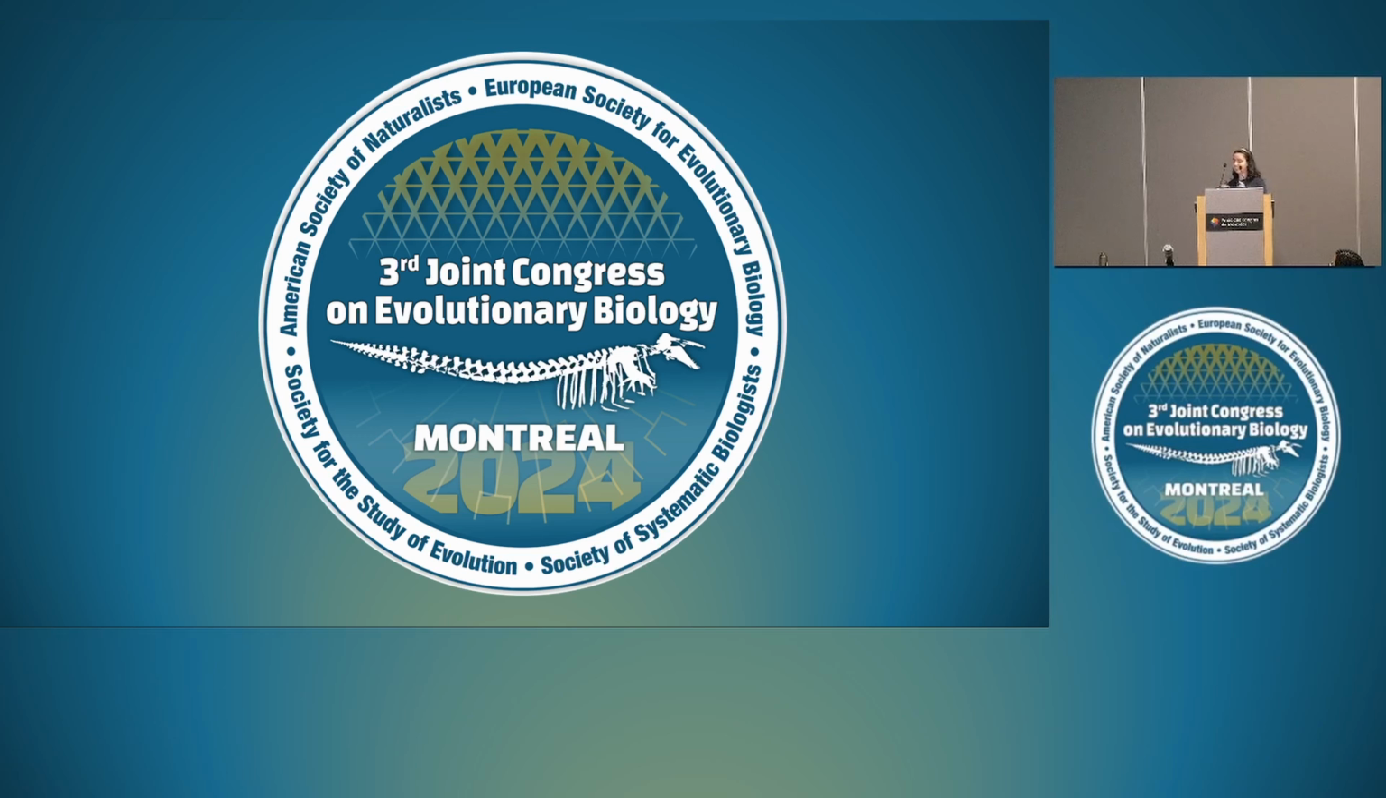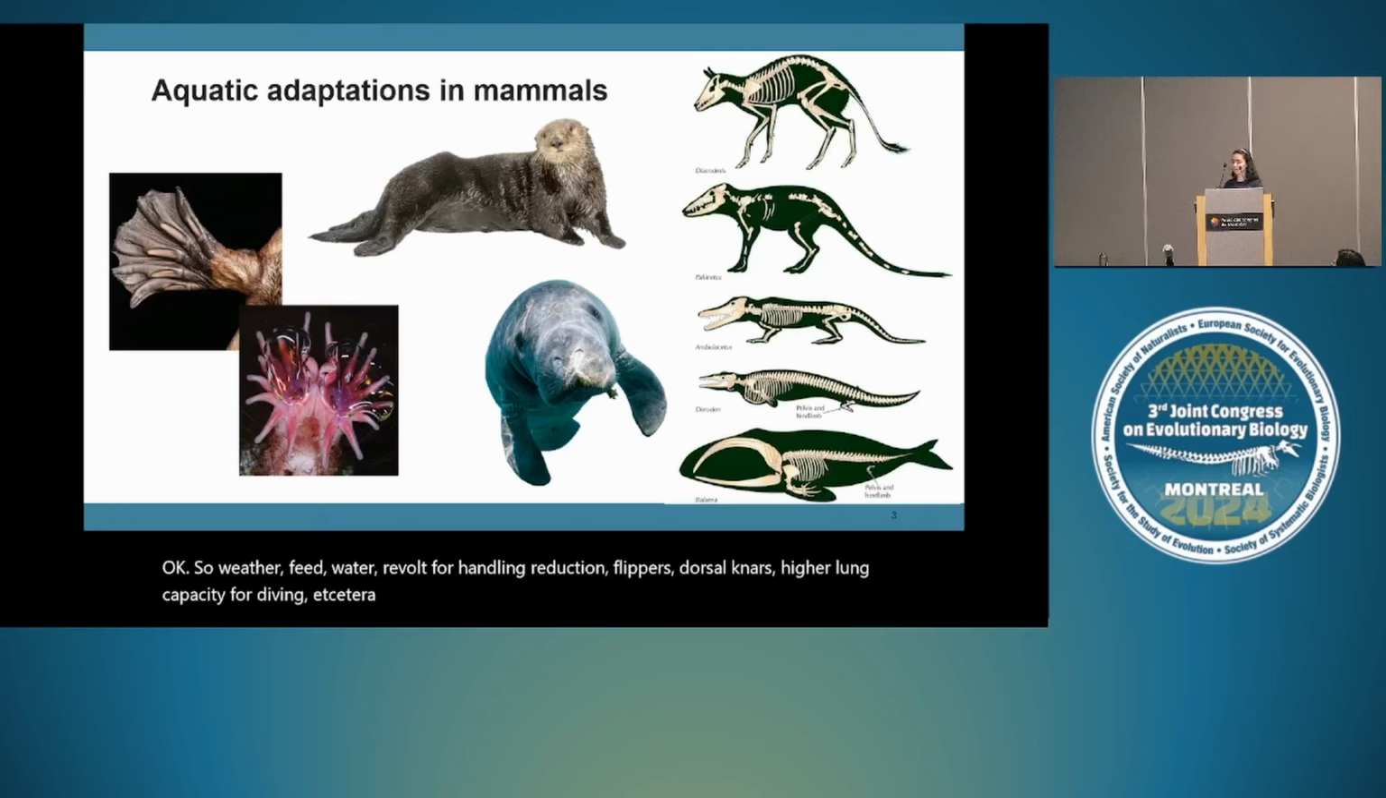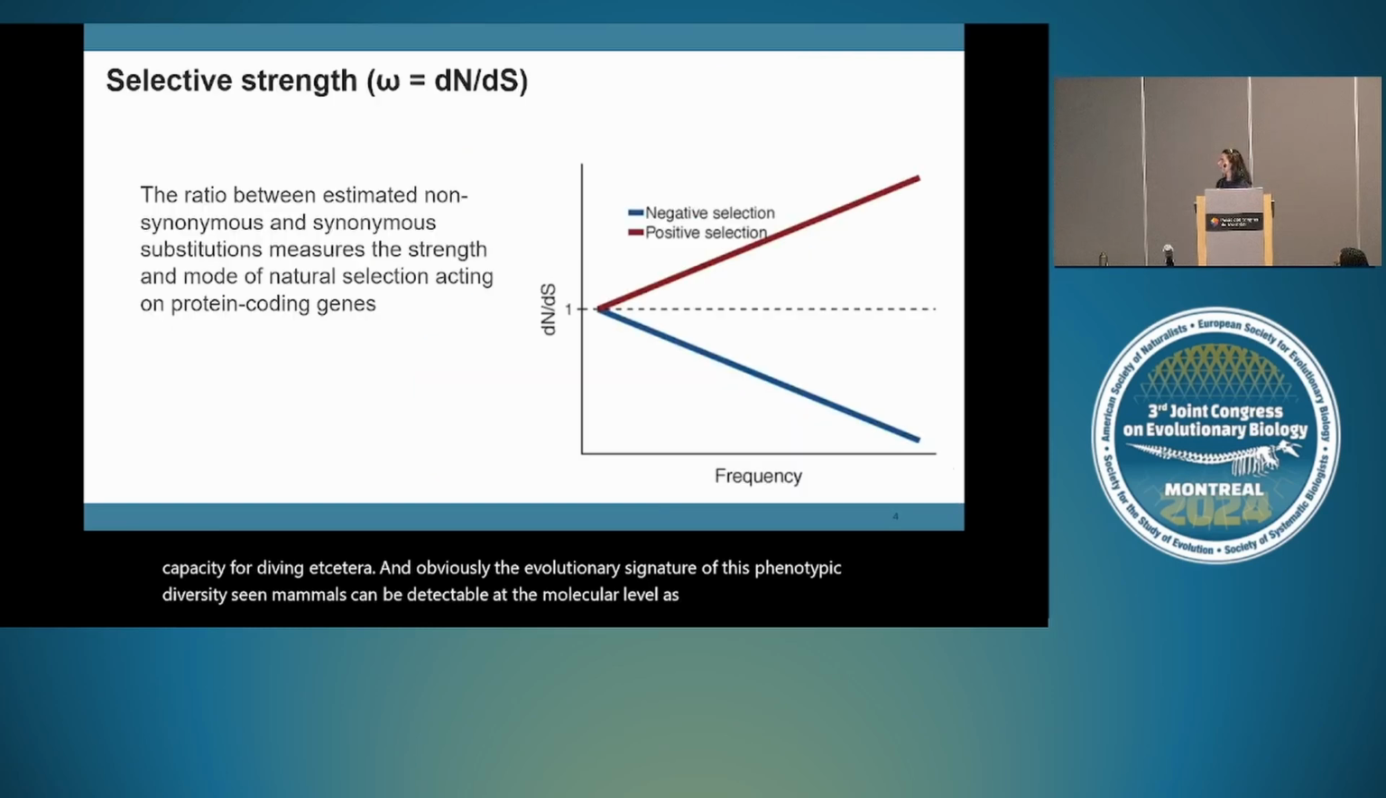So webbed feet, water repellent fur, hind limb reduction, flippers, dorsal fins, higher lung capacity for diving, etc. And obviously, the evolutionary signature of this phenotypic diversity seen in mammals can be detectable at the molecular level as well. In this context, omega, or selective strength, or strength of selection, is the ratio between non-synonymous and synonymous substitutions, and it measures not only the strength, but also the mode of natural selection.